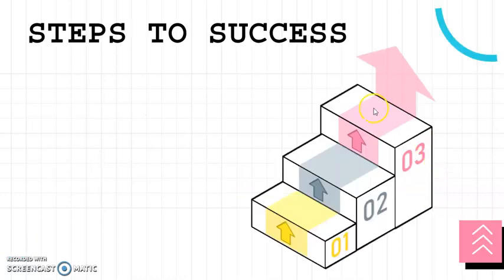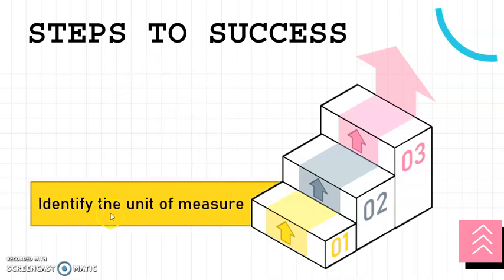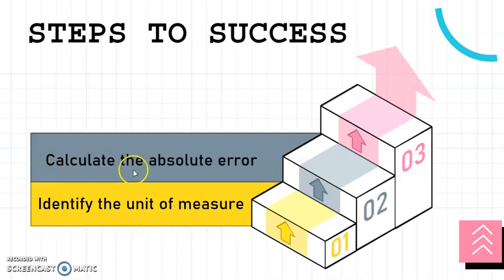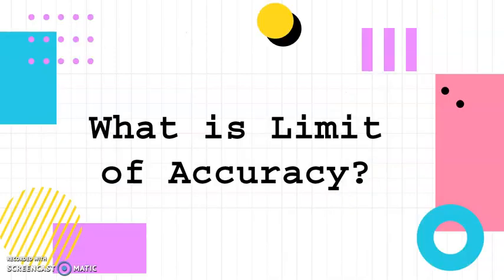In this lesson, in order to calculate the limits of accuracy, you need to follow these steps. The first one, you have to identify the unit of measure. Second, calculate the absolute error. And lastly, calculate the lower and upper bound of the measurement. So first, what is limit of accuracy?